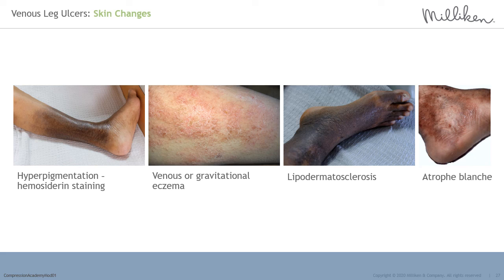Lipodermosclerosis is an extremely painful complication whereby the skin becomes hardened and very taut. Atrophie blanche, also referred to as heart attacks of the skin, are clusters of small white star-shaped atrophic scars which usually appear in areas where pigmentation or staining is present.